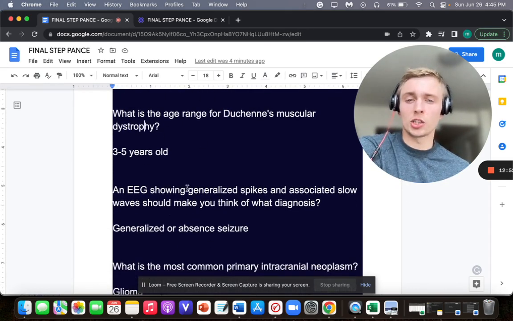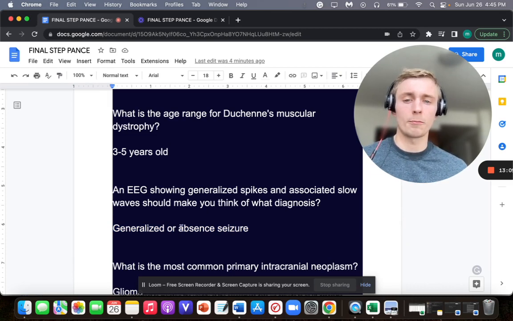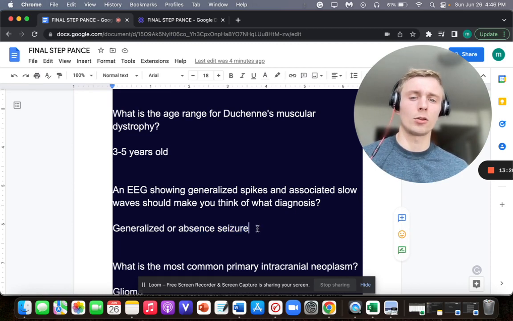An EEG that shows generalized spikes and associated slow waves should make you think of what diagnosis? Importantly, generalized, not focal. This is going to be a generalized or absence seizure. Absence is the 3 Hertz spike and wave pattern. And what's the treatment for absence seizure? It's going to be ethosuximide, and that mostly happens in kids. And generalized seizure is going to have generalized spikes and slow waves.